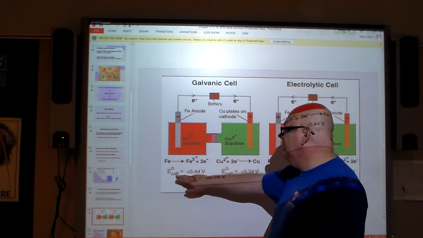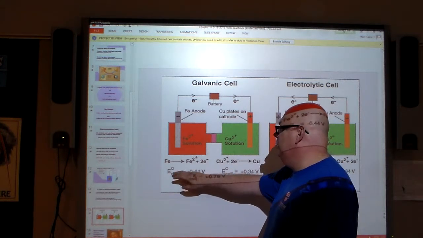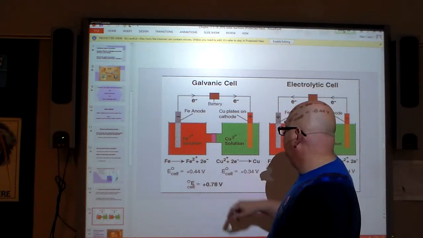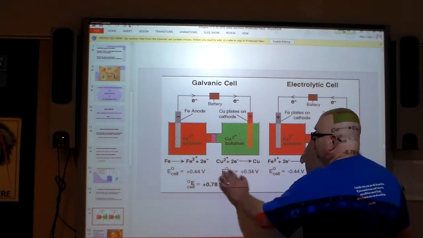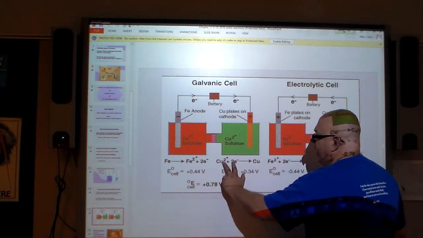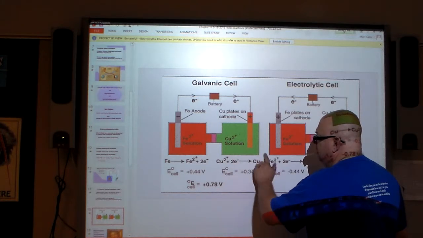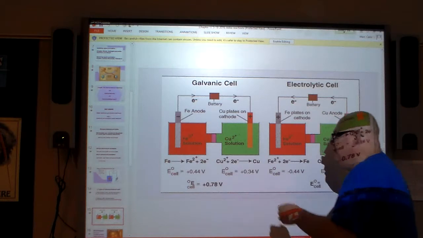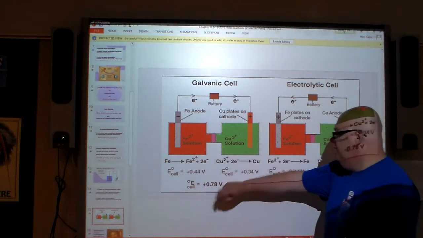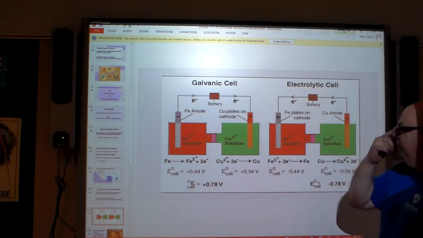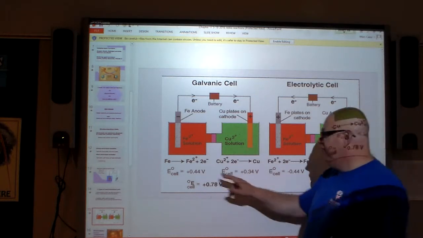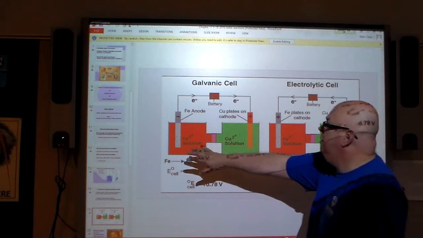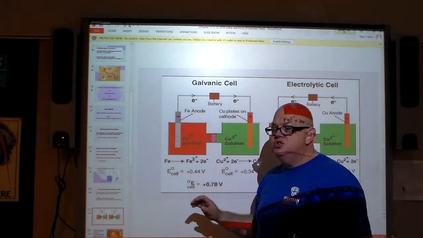So we can look at the voltage value of cells. If we take iron and break it up compared to copper here, and we add the electrons to the copper to make solid copper, we get that from our copper solution. I'm just giving a very fast explanation, and here we have plus 0.78 volts. These are values they've already come up with. That's for the regular battery that we're used to.